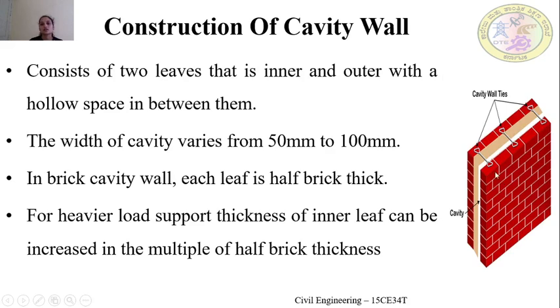Okay, in this slide, we understood that cavity walls means two leaves will be there, inner and outer. So if it is a non-load bearing wall, both inner and outer leaves can be of equal thickness. And if it has to support heavier load, the inner wall can be increased in multiples of half brick thickness.